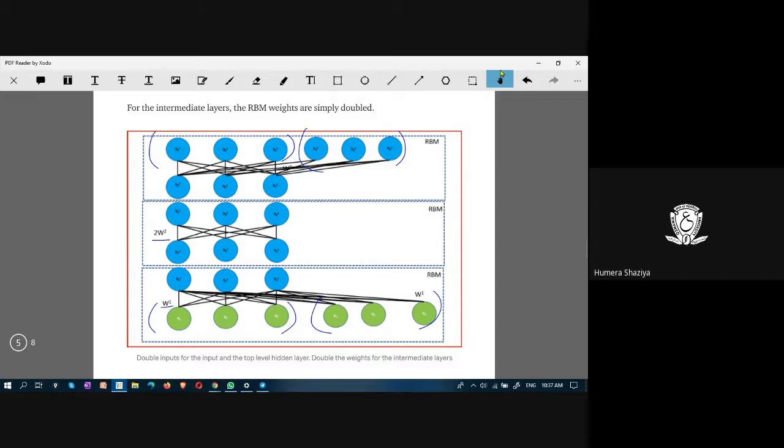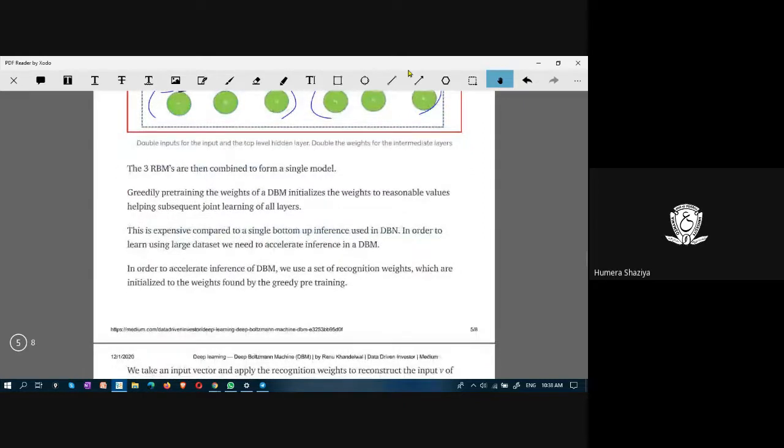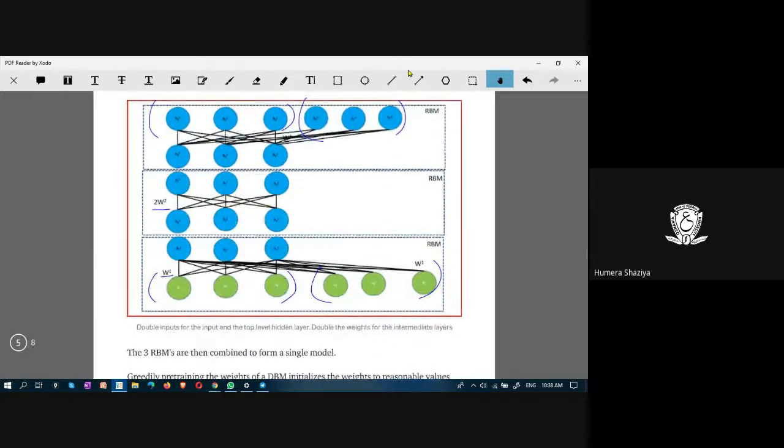So this is how the DBM model is organized in order to train. And finally, the three RBMs are then combined to form a single model. Here, this is RBM1, RBM2, RBM3.